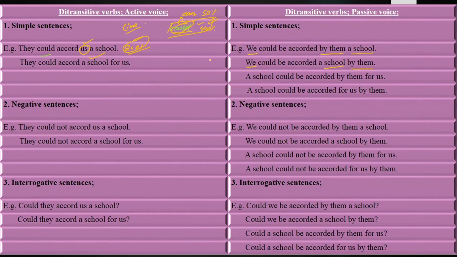And next, if you want to bring the direct object first, so by them comes first, for us at the end, or for us at the beginning, by them at the end. They could occurred us a school, they could occurred a school for us. Now we could be occurred by them a school, we could be occurred a school by them, a school could be occurred by them for us, a school could be occurred for us by them.